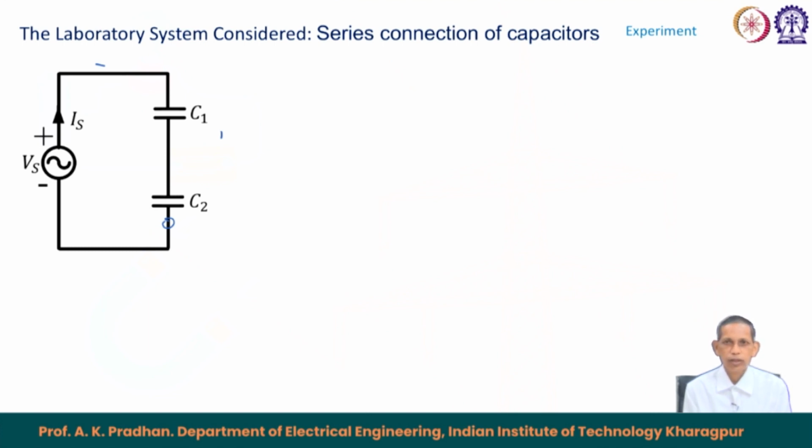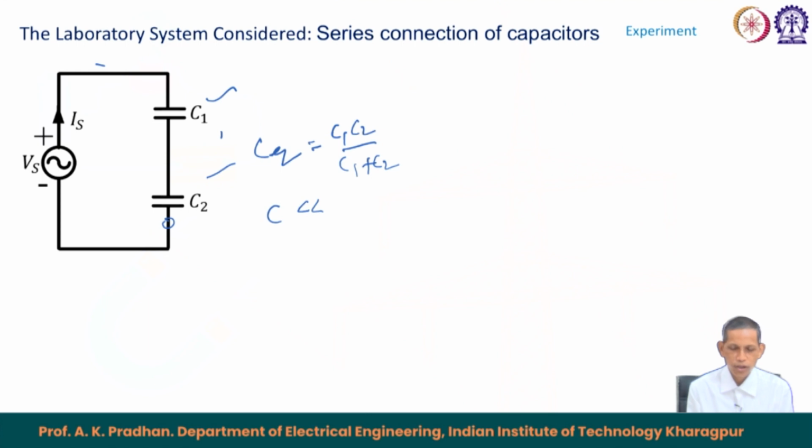So, theoretically we know that when C1 and C2 are connected in series like this, then the corresponding equivalent C will be C1 C2 upon C1 plus C2. So, we see that the series combination results in a smaller C, a lesser value of C. If connected like this in an AC environment, then the corresponding XC will be higher. Once XC is higher, then the corresponding current will be reduced as compared to when only C1 or only C2 is connected.